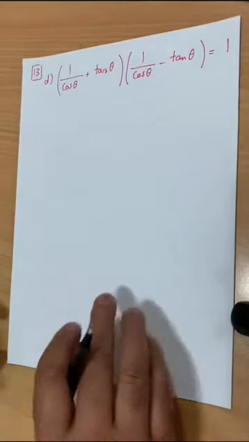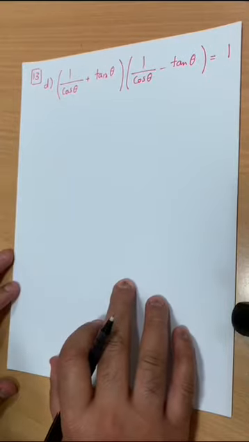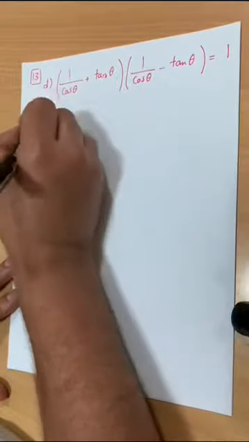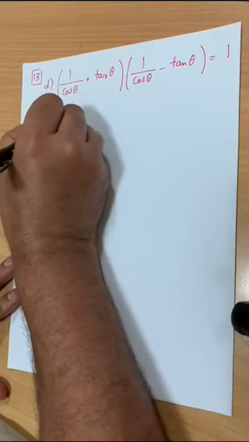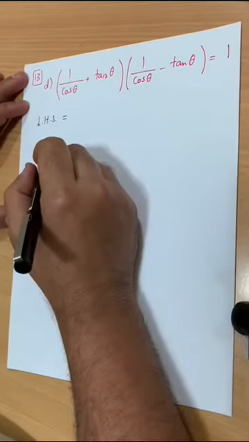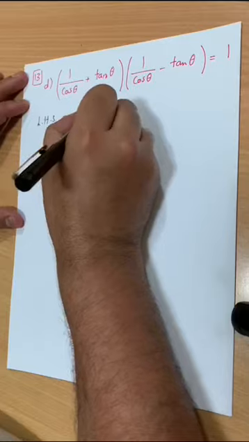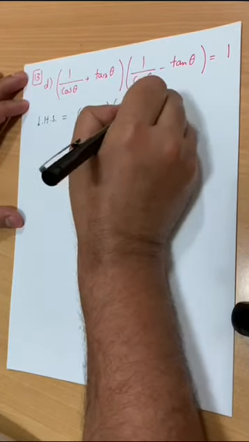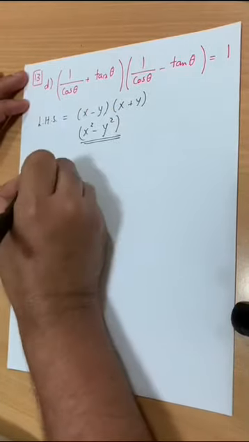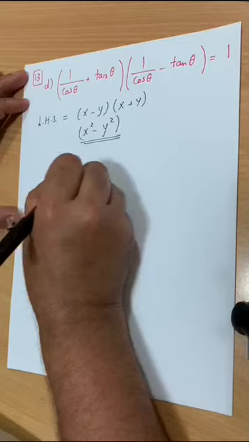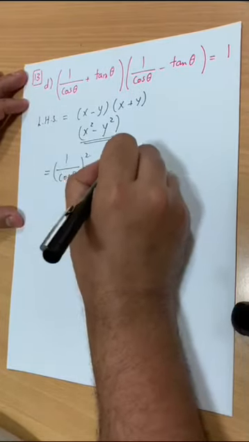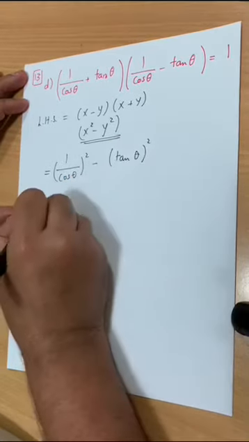Here is the last question. It's the same idea as the previous question, which is proving. Prove that this is equal to 1. Starting on the left hand side, we're going to expand the brackets. I'll just remind you about the difference of two squares expression: x minus y times x plus y, if you multiply them, you will get x squared minus y squared. Let's do the same thing here. So it's 1 over cosine theta all squared minus tan theta all squared.